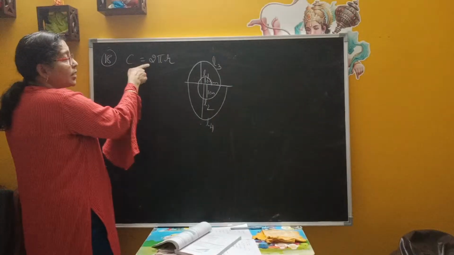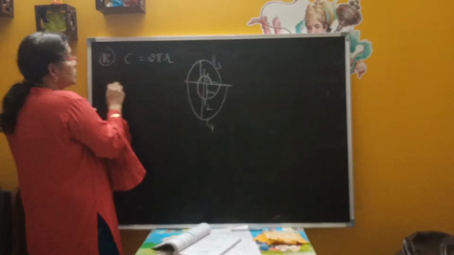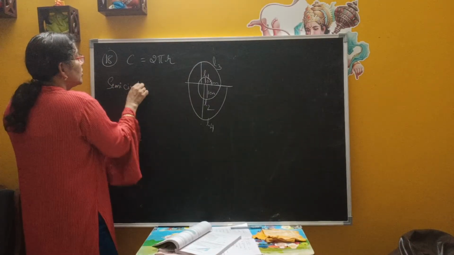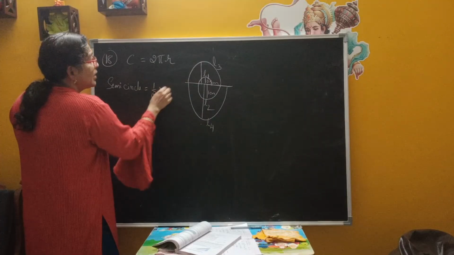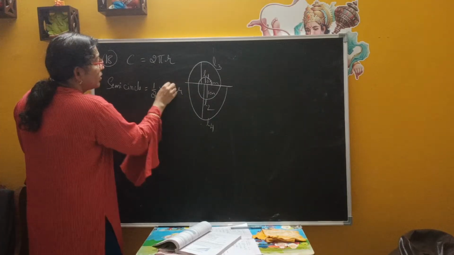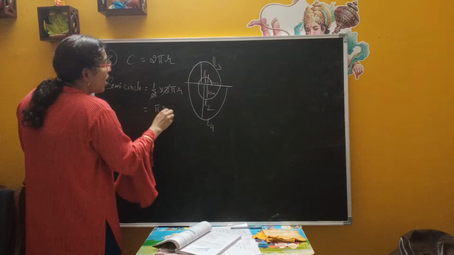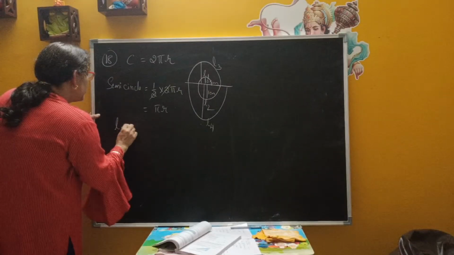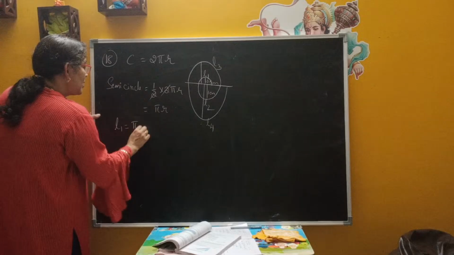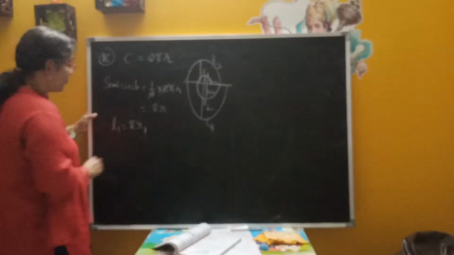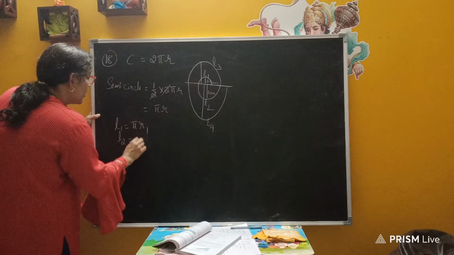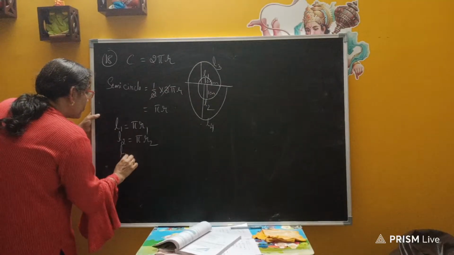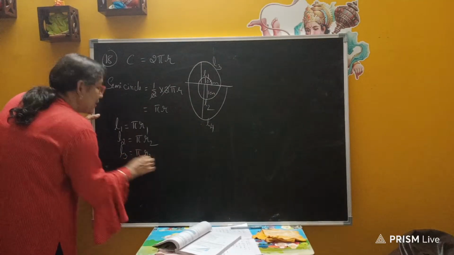So semicircle means what? Half of this. The length of a semicircle, what is the formula? It is half of 2 pi r, which is nothing but pi r. So L1, the first term, is pi times the first radius r1. L2 is pi r2. L3 is pi r3.